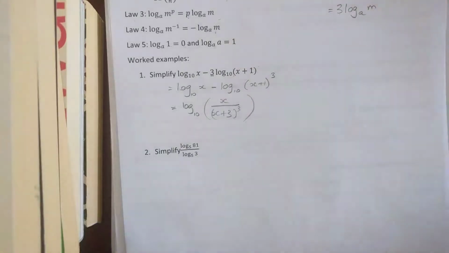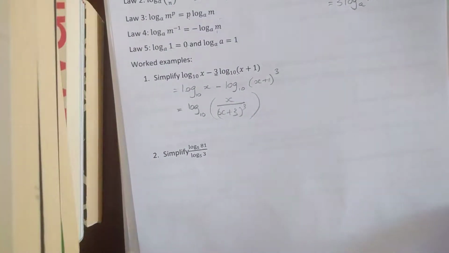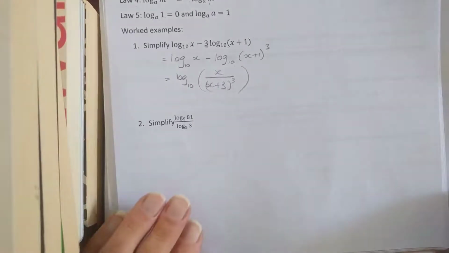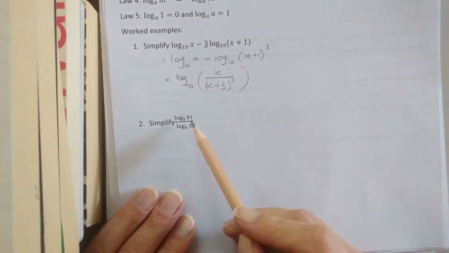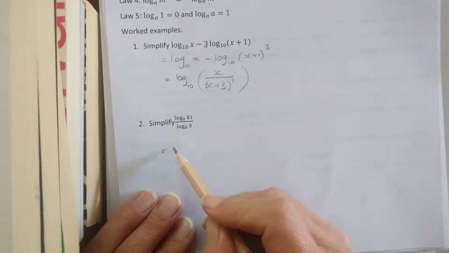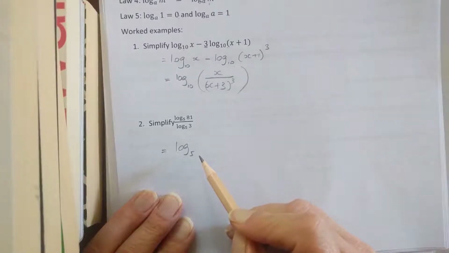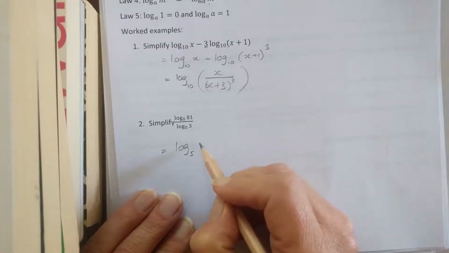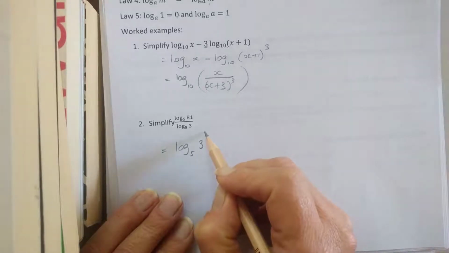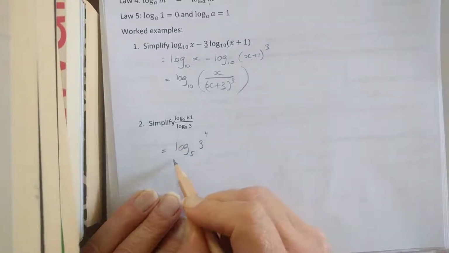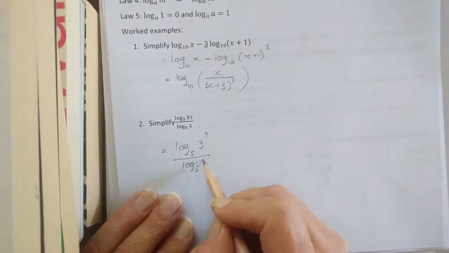Okay, my second example is log base 5 of 81 over log base 5 of 3. So this one we're going to try and evaluate because we've got only numbers, no expressions. So the first thing I want to do is simplify this 81 here. So log base 5 of 81, I'm going to think about the fact that 81 can be written as a base raised to a power. 81 can be rewritten as 3 to the power of 4. And I'm going to keep my log base 5 of 3.